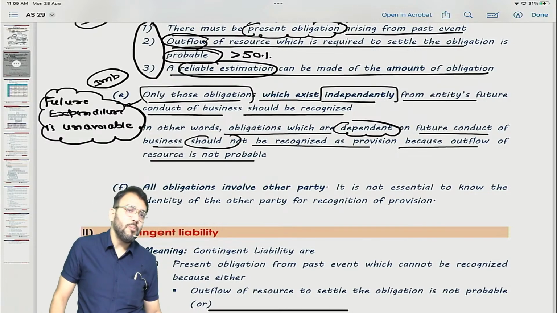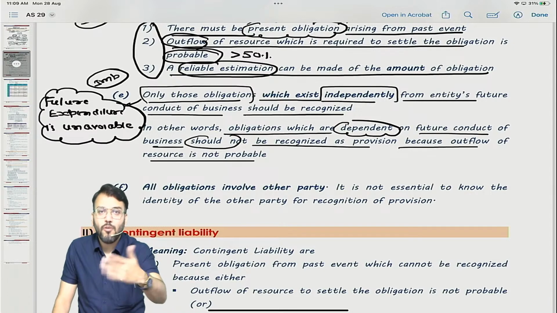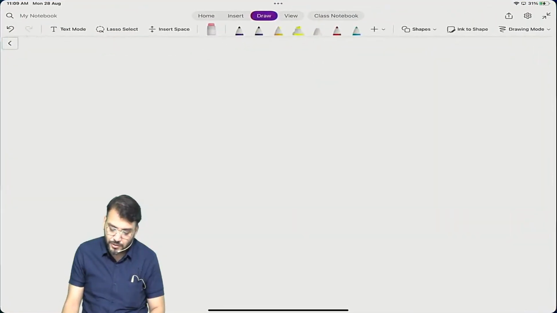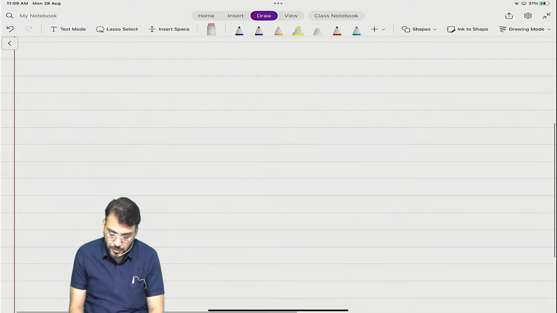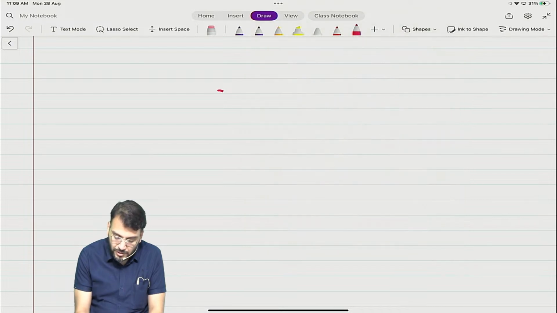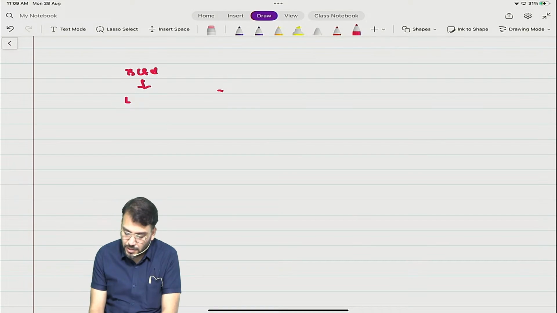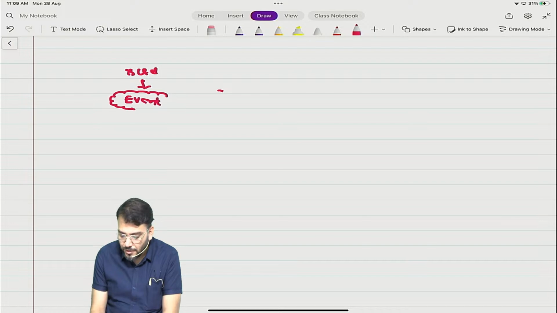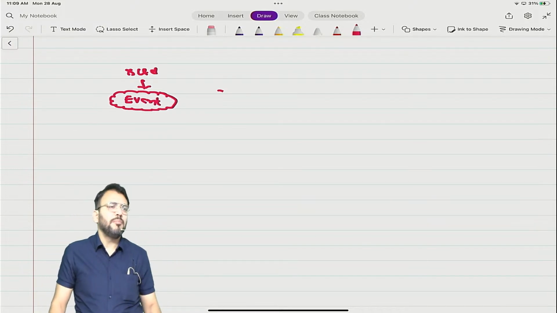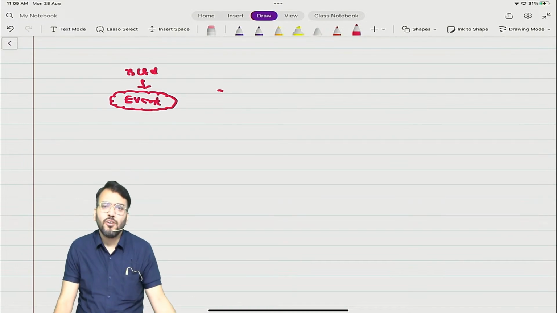One thing we know is that all obligations involve another party, meaning the amount is payable to another party. Let me give one example. Suppose there was one company, X Limited, which is in event management. They organize some event, any type of event, marriage event or any type of function, or a commercial event.